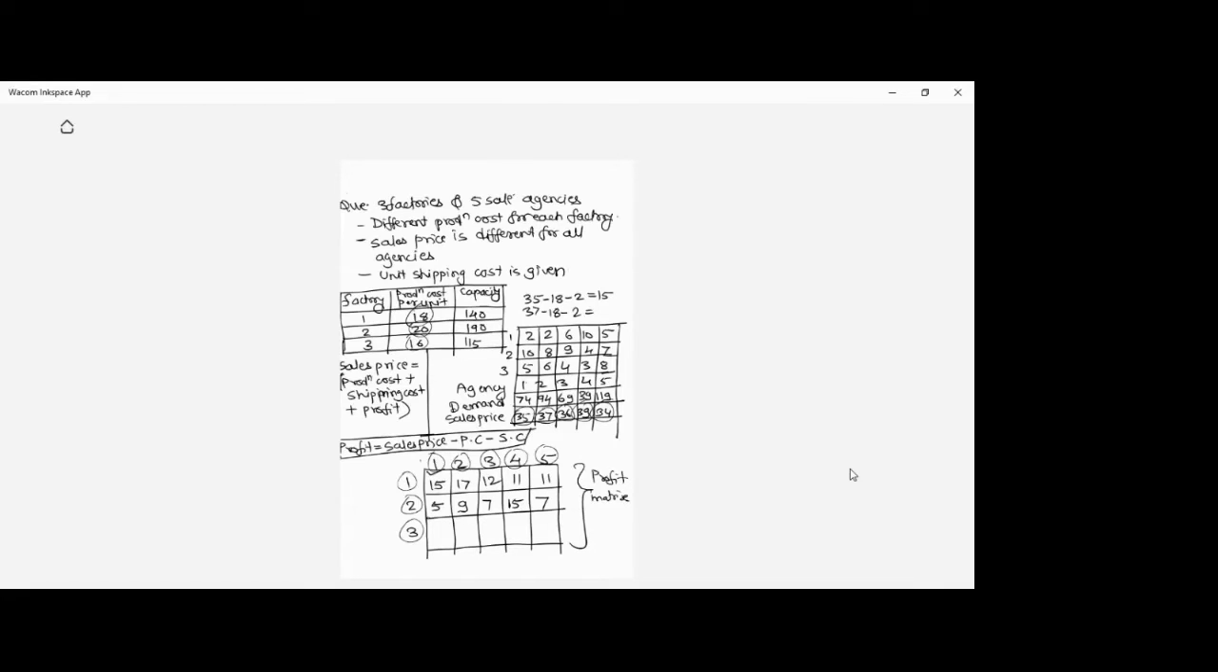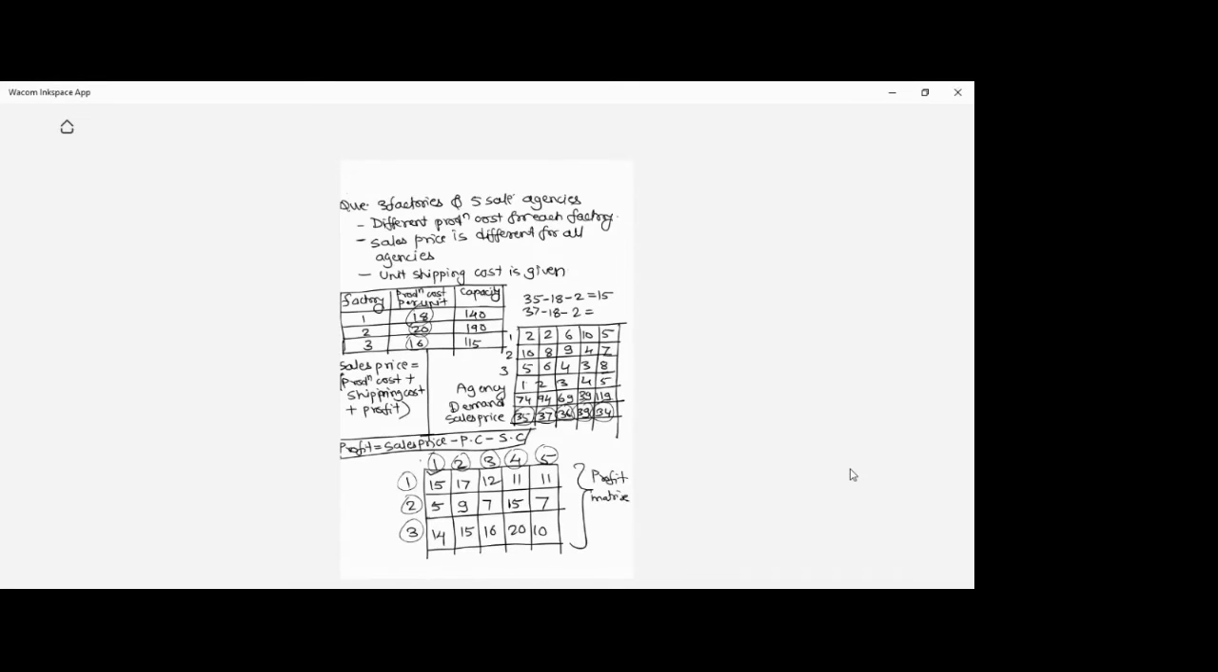Lastly, for factory 3, we have 35 minus 16 minus 5 is equal to 14. Next, we have 37 minus 16 minus 6 is equal to 15. Next, we have 36 minus 16 minus 4 is equal to 16. We have 39 minus 16 minus 3 is equal to 20. And lastly, 34 minus 16 minus 8 is equal to 10. So this is how the profit matrix is obtained.